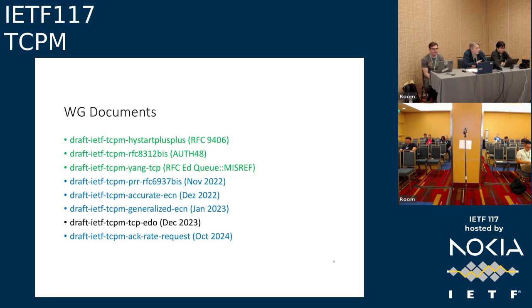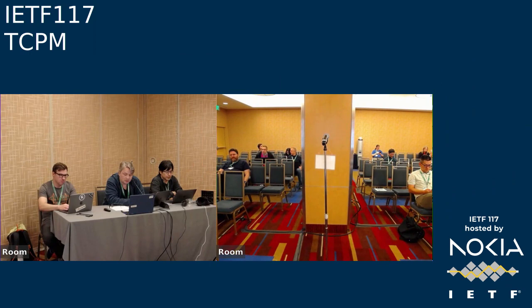We have three working group documents with milestones in the past: the PRR one, the Accurate ECN one, and the generalized ECN, for which we have presentations today. We'll update the milestones shortly after the IETF, after talking to the authors. We have TCP-EDO, for which we don't have a presentation, and the TCP aggregate request draft, which has a milestone October next year, where we have a presentation. Any questions regarding the status of the documents? Then we can move on to the first presentation, which is PRR.